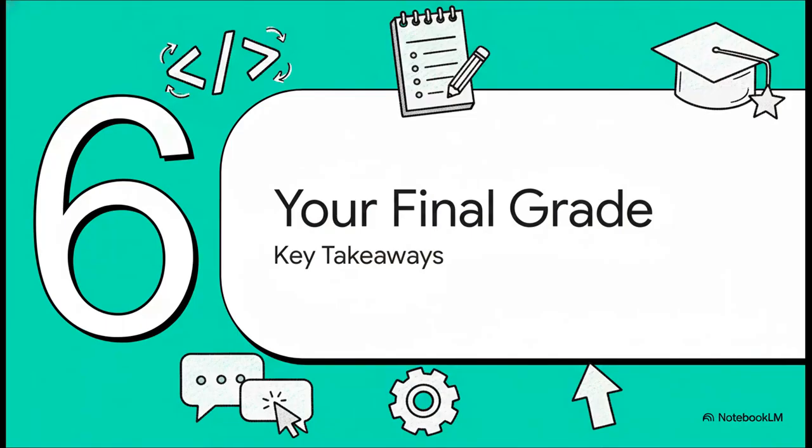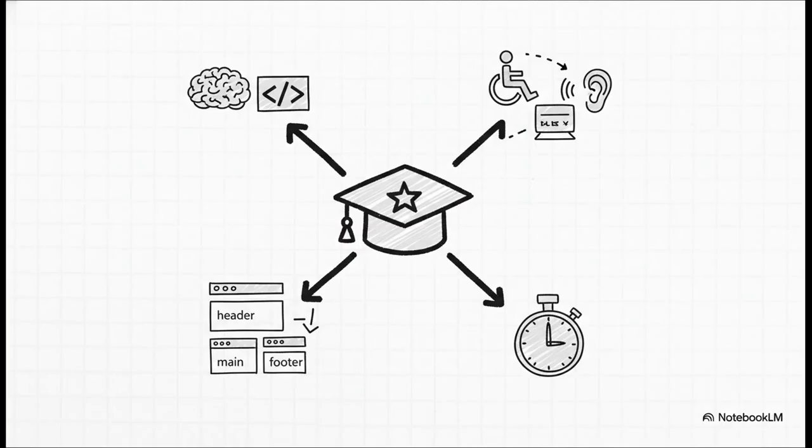And that's it. We've reached the end of the exam. You've covered structure, content, interactivity, and even some advanced stuff. So let's review the key takeaways that are going to determine your final grade. So if you want to walk out of that exam with an A+, these are the principles you need to live by. Write semantic code that actually has meaning. Prioritize accessibility so everyone can use your site. Structure your documents logically. And always be thinking about performance.